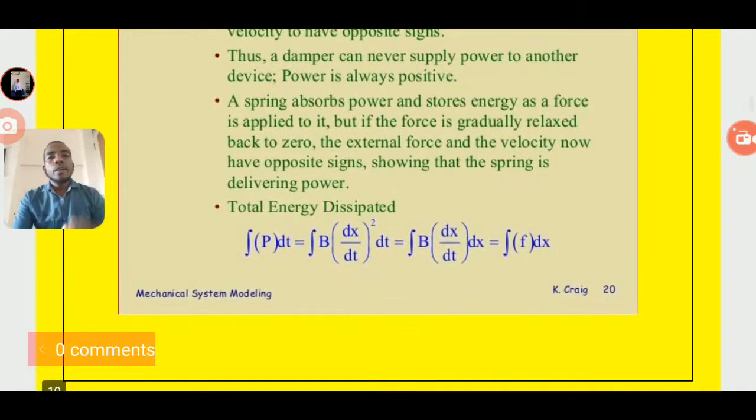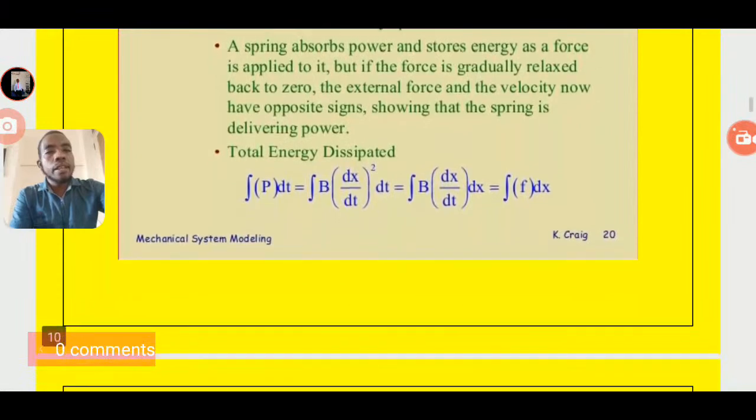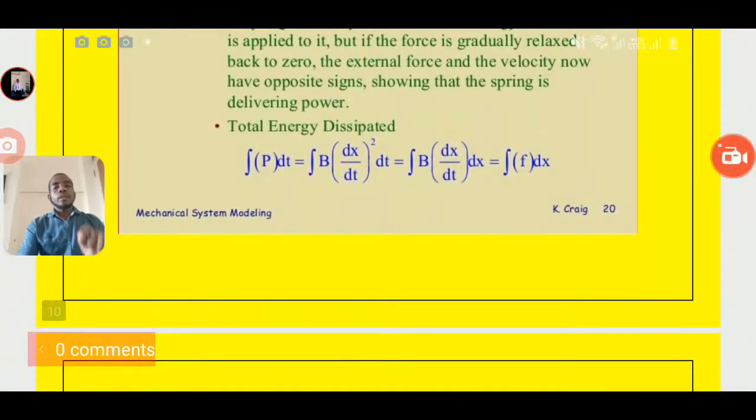Here the spring absorbs this power and stores energy as a force is applied to it. But if the force is gradually relaxed back to zero, the external force and the velocity now have the opposite sign, showing that the spring is driving power.